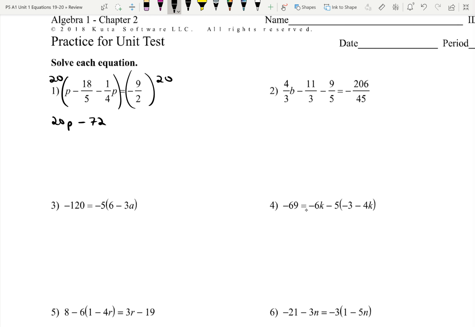20 divided by 4 is 5. 5 times 1 is 5. So we have minus 5p. On the right-hand side, 20 divided by 2 is 10, and 10 times negative 9 is negative 90.